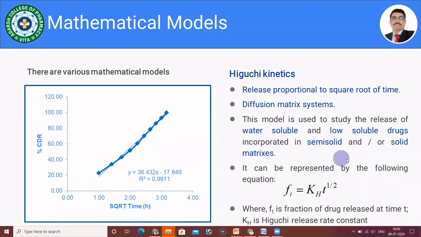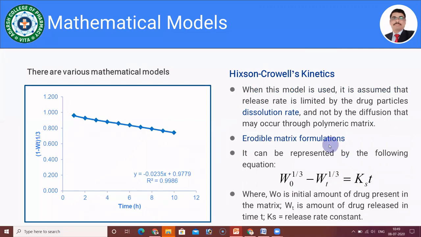Let us move towards the next, that is the Hixson and Crowell model. In the Hixson and Crowell model, it is assumed that the drug is being released by dissolution from the formulation, and generally the erodible matrix formulations follow the Hixson and Crowell kinetics. The equation used is cube root of W0 minus cube root of Wt is equal to Kst, where W0 is the initial amount of drug present in the matrix, Wt is the amount of drug released in time t, and Ks is the release rate constant.